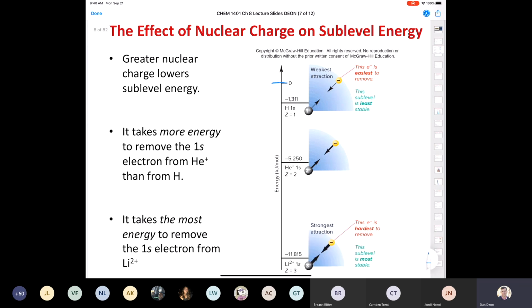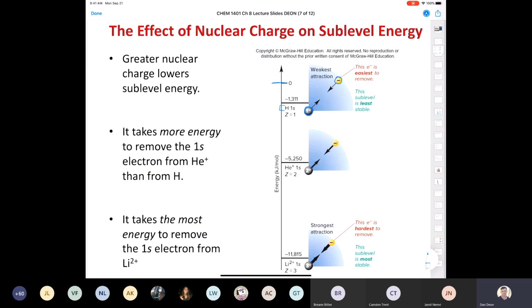There we go. Okay, now it says we're starting out with a hydrogen atom right here. It has a nuclear charge of 1. It has 1 proton, and then it has 1 electron out here. Now it says this electron is easiest to remove. It says that this sublevel is least stable. Now, it's saying compared to what?